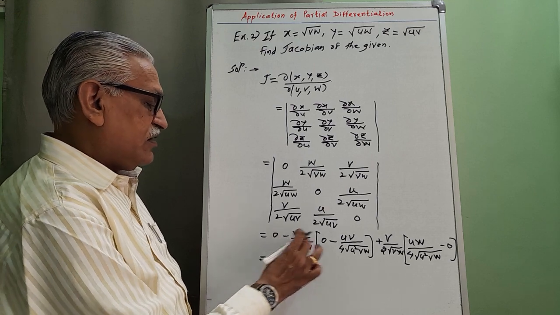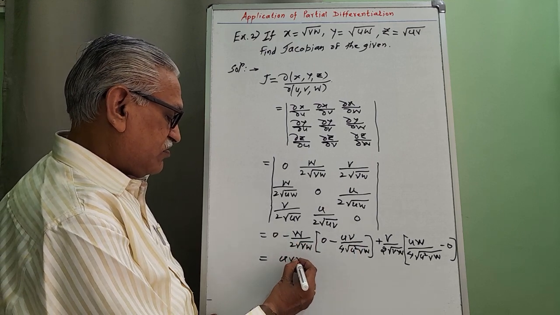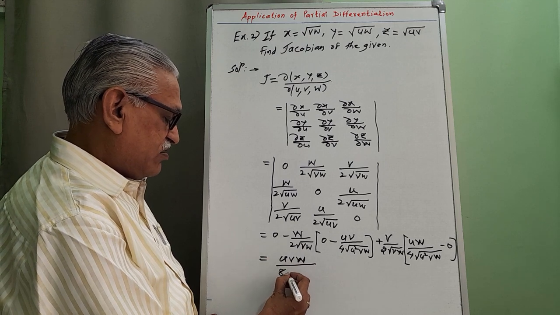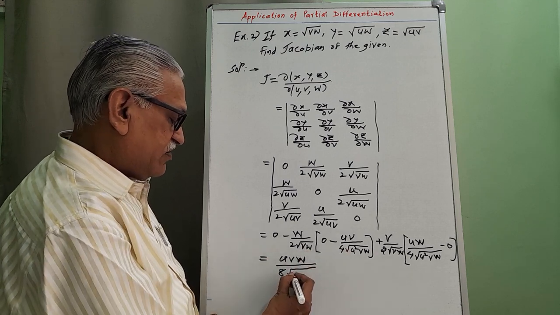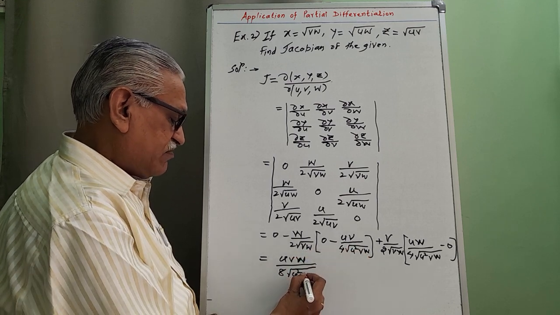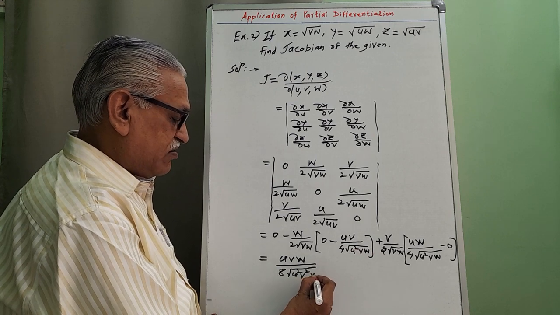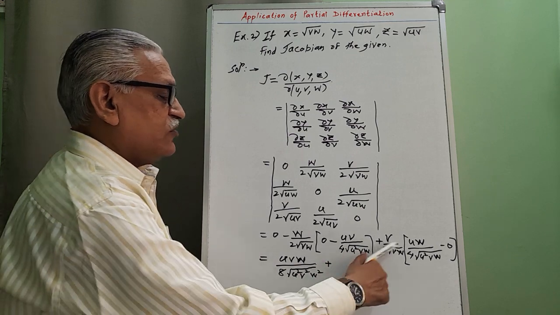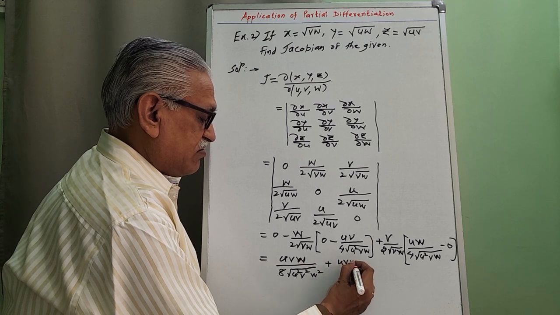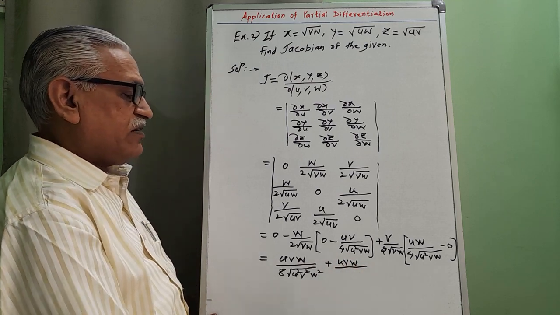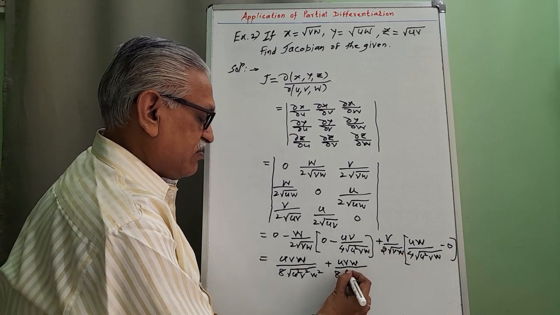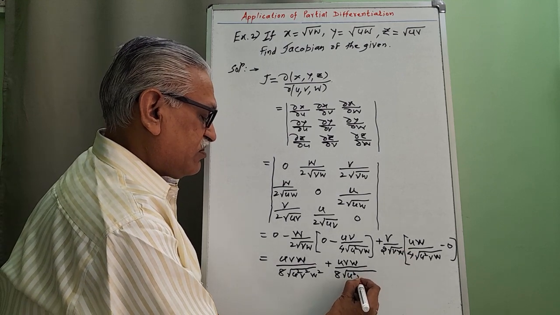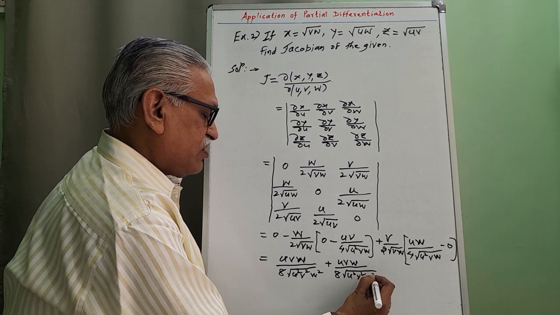Simplifying it, this one becomes uvw into the 8th root of u square v square w square, plus uvw once again divided by the 8th root of u square v square w square.